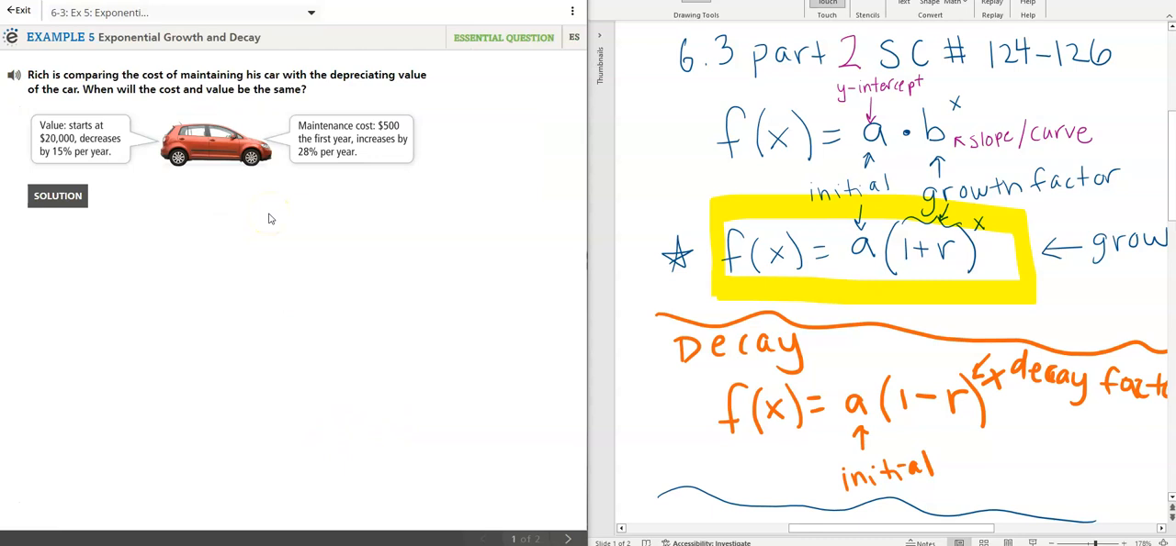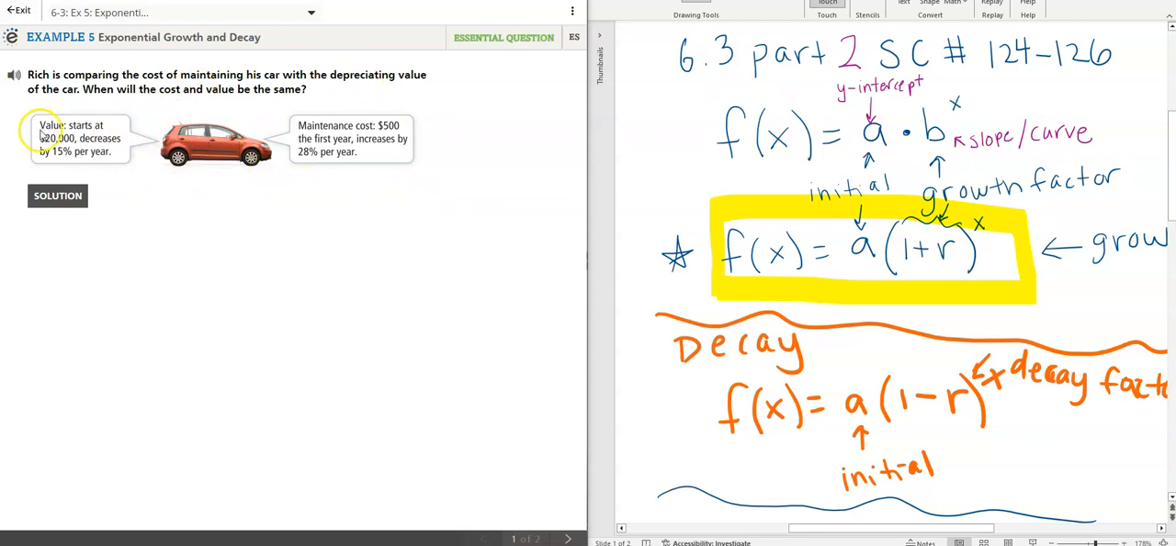All right, so now we have another word problem in example 5 where we're going to be looking at growth and decay together. It says Rich is comparing the cost of maintaining his car with the depreciating value of the car. Depreciating meaning it's going down. So when you own a car over time, the value of it goes away because it becomes old. And people don't want to spend as much money on things that are old. So we want to know when the cost of maintaining his car will be the same as the value of his car, because at that point it's probably not worth maintaining your car anymore. You probably would get better money selling it and then buying a new one. So it's probably what Rich is thinking.